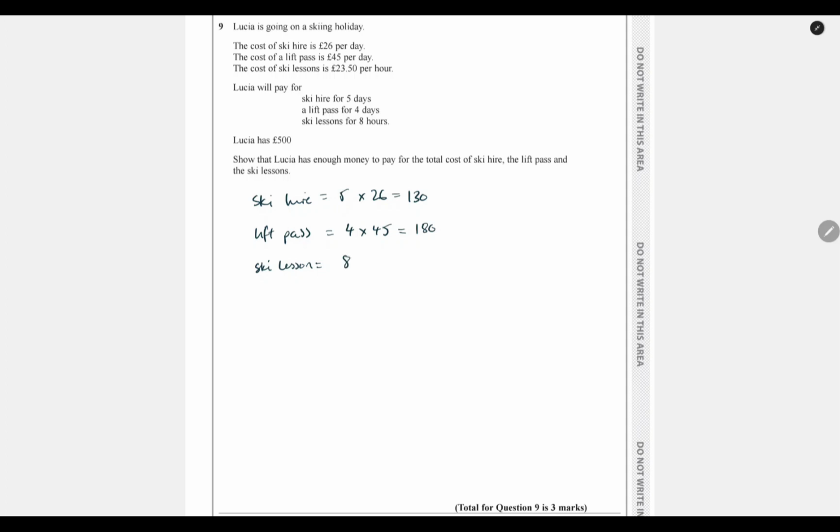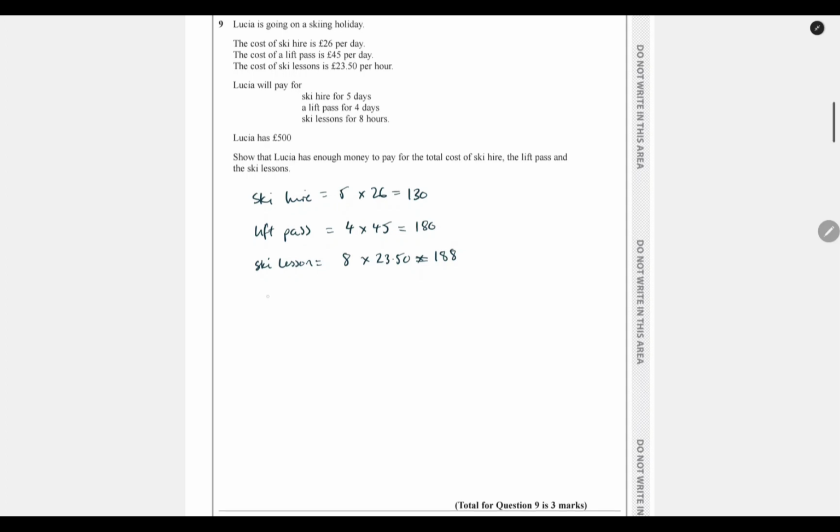She does it for 8 hours and it's £23.50 per hour. And that's equal to £188. And so if we add all of this together, the total that is spent is equal to £498. We know that Lucia has 500, so 500 minus the 498 gives her £2 change.